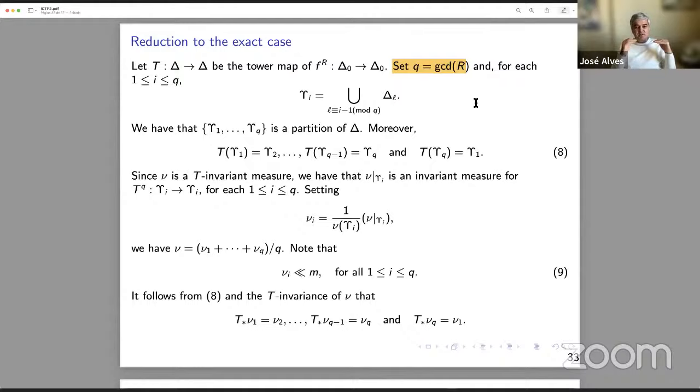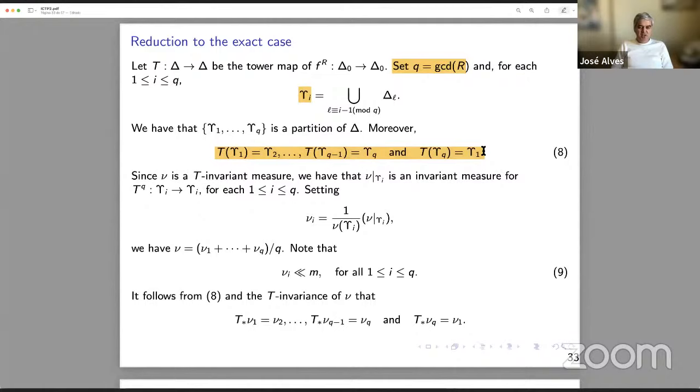So there is another level above the base. And so we can consider these levels mod Q, and so we can see some sub towers. That's what I define here. These are the upsilon i's. And if you define this in this way, then we have this cycle for them. And since nu is an invariant measure, we can decompose nu in this way.